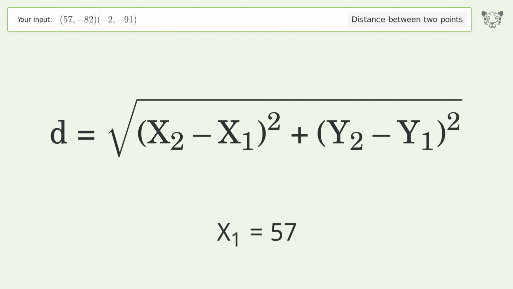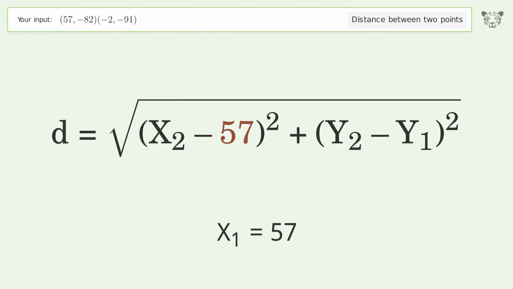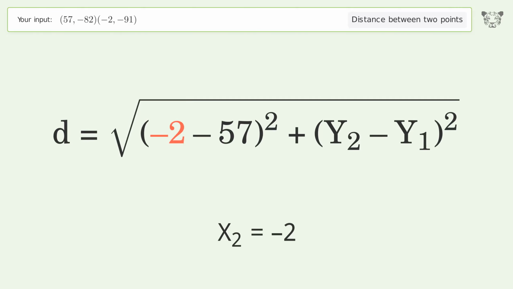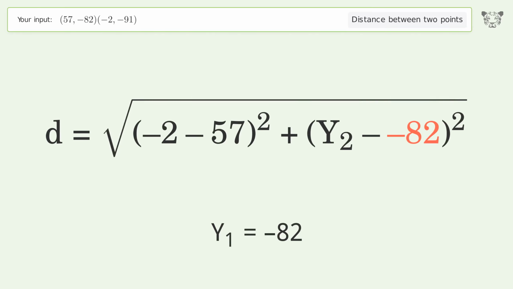x1 equals 57. x2 equals negative 2. y1 equals negative 82. y2 equals negative 91.